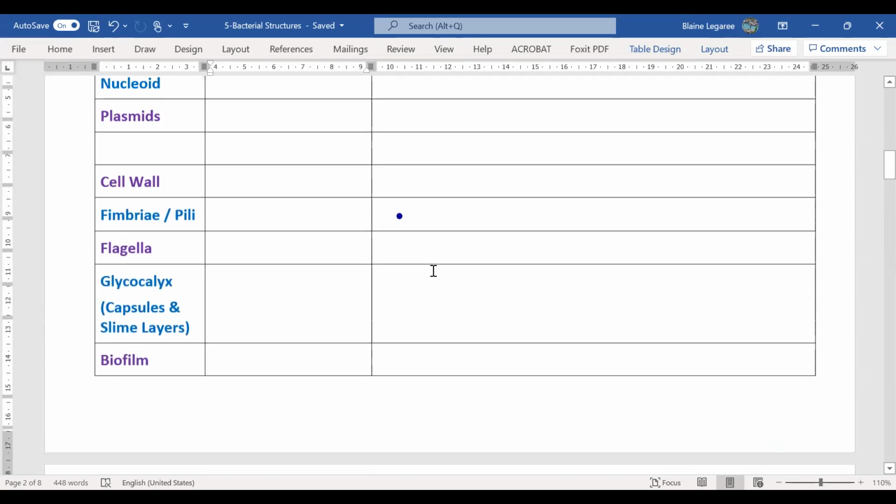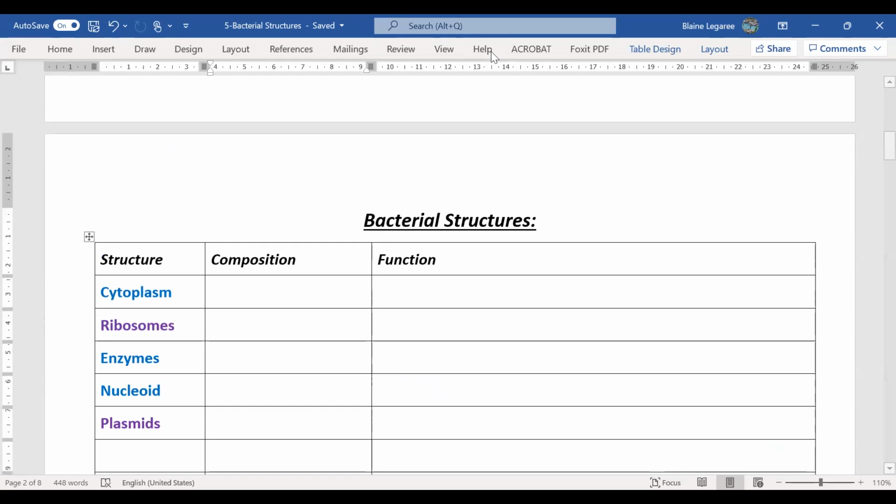Oh, maybe I got to share this. Sorry about that. Oh, no, it is sharing. Okay. The cytoplasm. So what is the cytoplasm? Cytoplasm is water, of course, and there are solutes there, and there are enzymes.